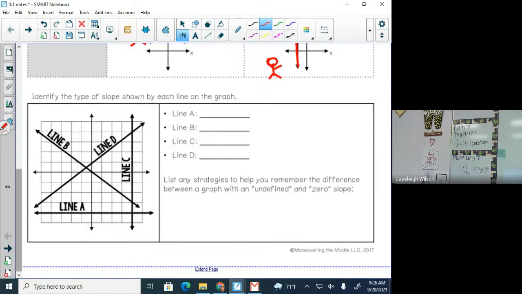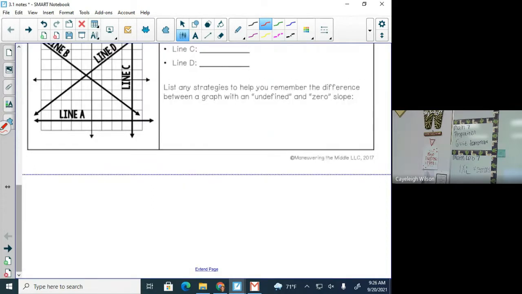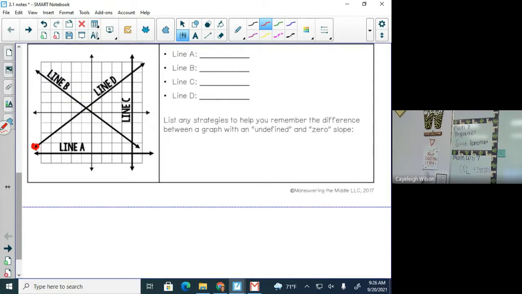So let's start with line A. I'll use some different colors here. All right, so line A. Here's slope dude on line A. He's going this way. What kind of slope is on line A? Zero. It's a zero slope because it doesn't go up or down. So on line A, I'm going to put 0.